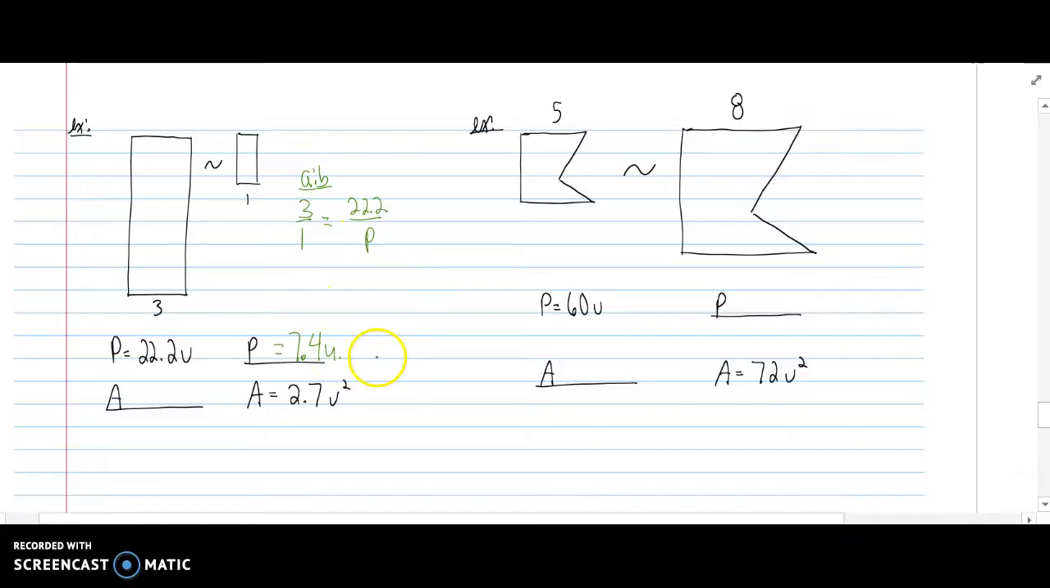And then for our area, the A squared to B squared ratio would be 9 to 1. Set that equal to the actual areas. Now if we cross multiplied in this one, we would get that the area for the big one is 24.3 units squared. Second example is of the exact same type.